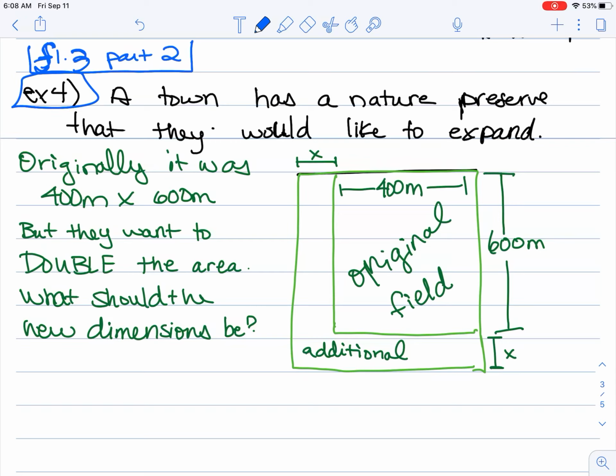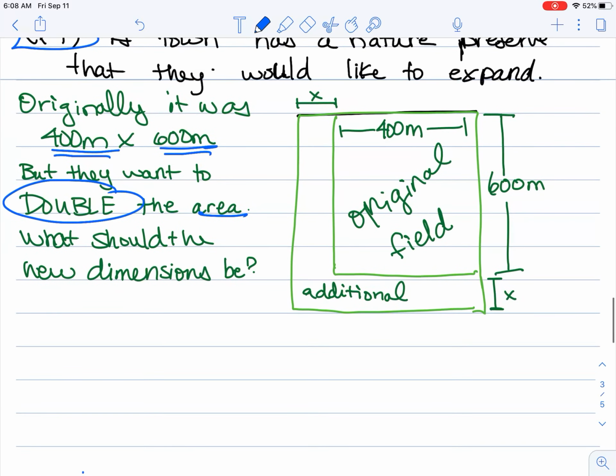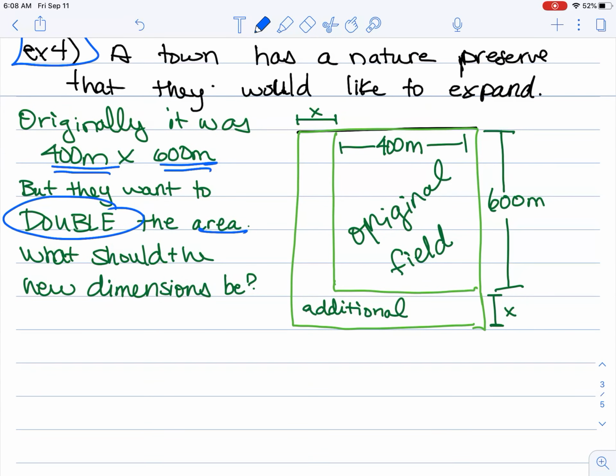A town has a nature preserve that they would like to expand. Originally, it was 400 meters by 600 meters. But they want to double the area. What should the dimensions be? So first, let's figure out what the old dimensions were. So this is right here. These are the old dimensions. And they want to expand them. So we've got some expansion here and some expansion here, where we expand the width this way and we're expanding the length this way so that it becomes eventually double.